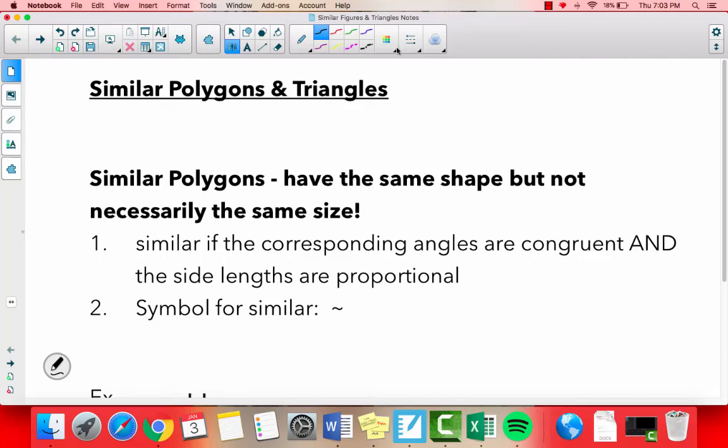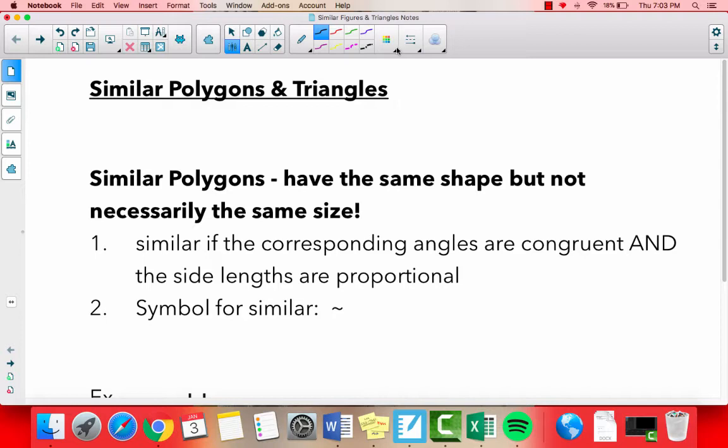Welcome back, everybody. Today's video is going to be covering similar polygons and triangles. We're just going to go ahead and start off with the definition of a similar polygon. Basically, it just means that they are two shapes or multiple shapes that have the same shape themselves, but not necessarily the same size, right?